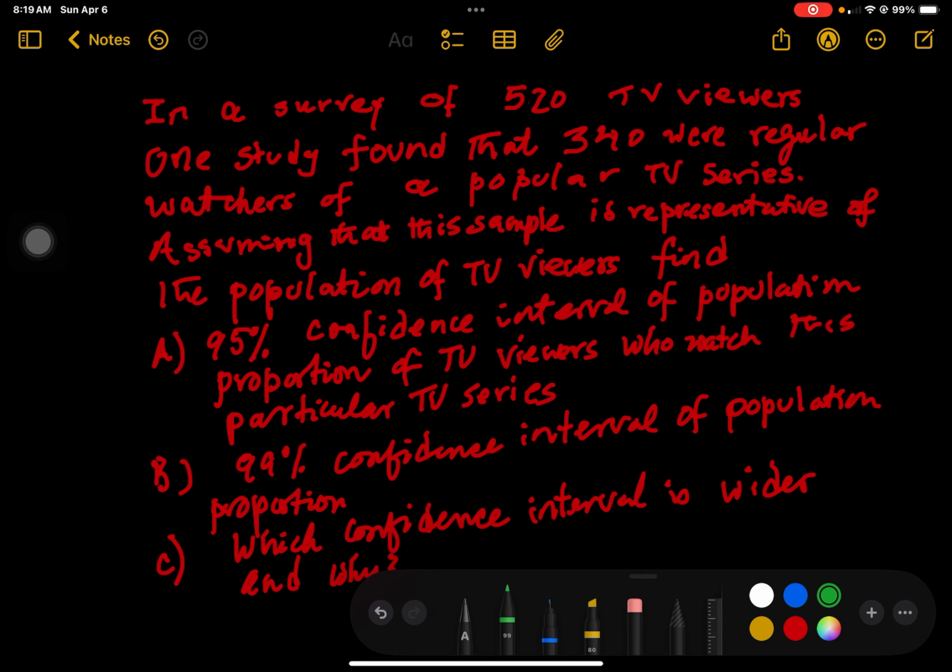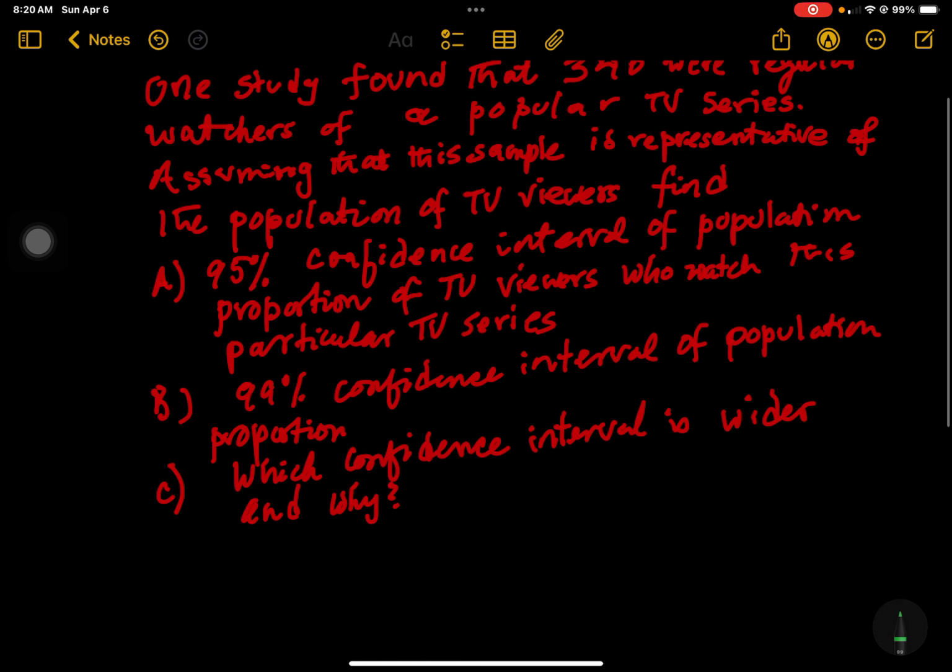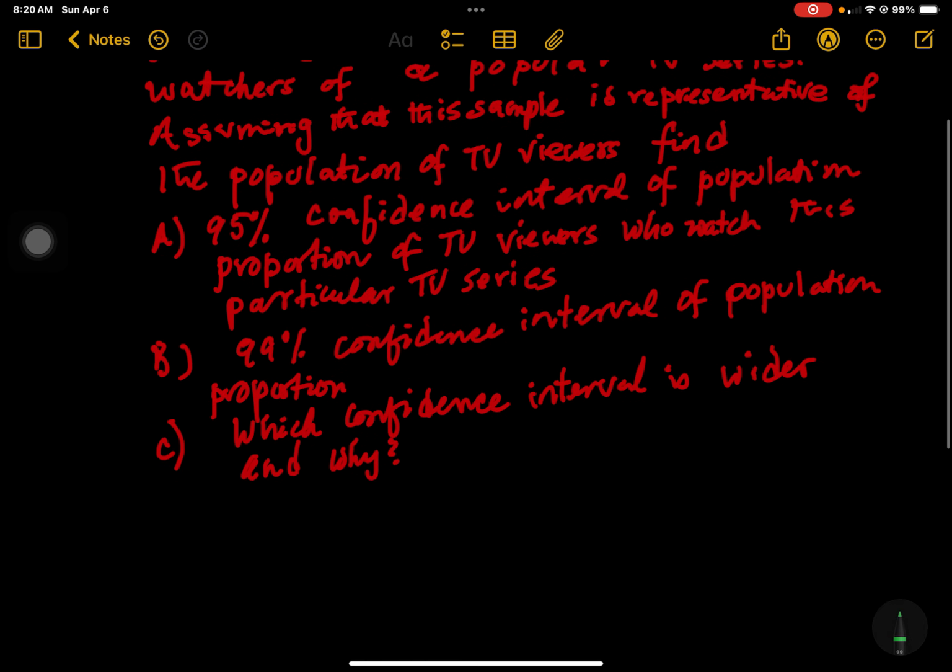So we have to read the problem first line again. In a survey of 520 TV viewers, so 520 is a large number, is the sample size, out of which 340 were regular watchers of a popular TV series. So if watching that TV series is considered as success in this problem, then the sample proportion of success, P hat. So we will solve this problem.